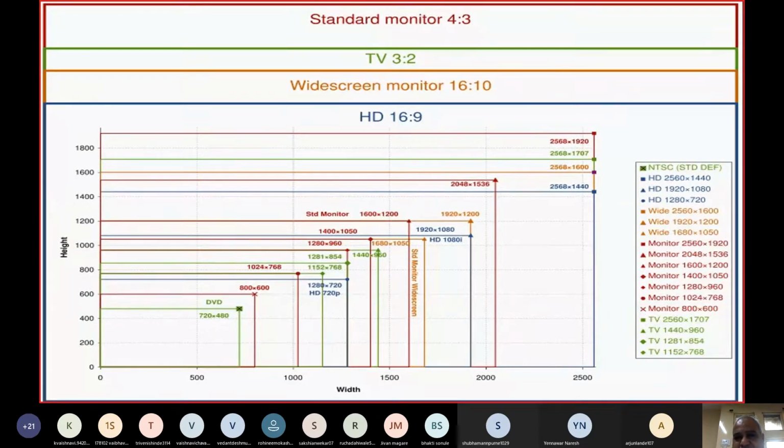That is why their standard size was 4:3. Then widescreen monitors were developed. The HD size is 16:9. But there are certain monitors in the market which are 16:10. You will even find some monitors with a width of something like 22:9. That means very wide monitors are available.